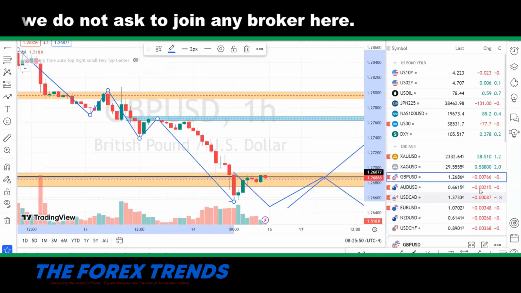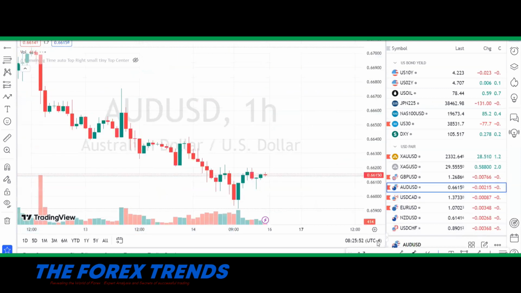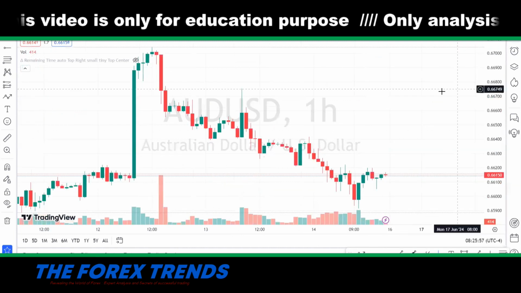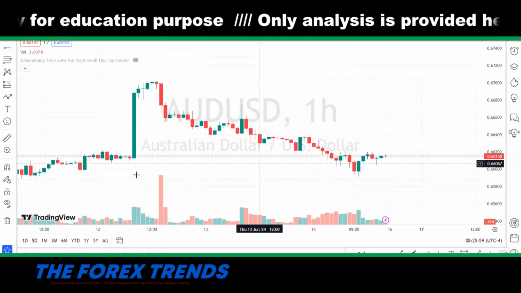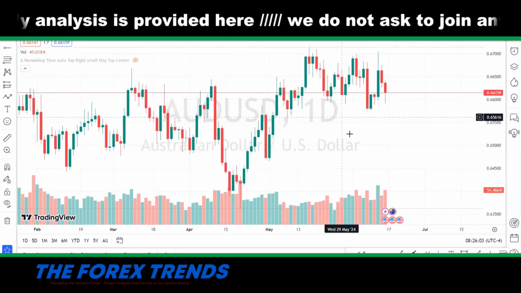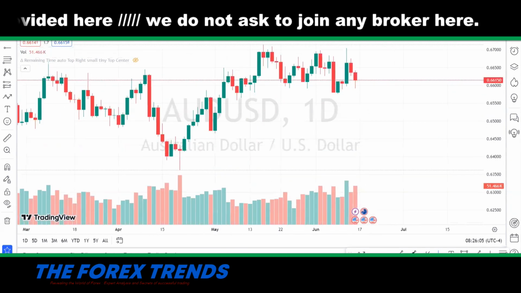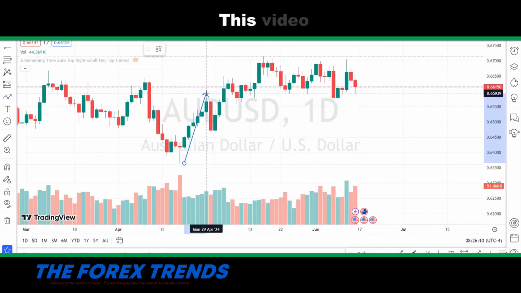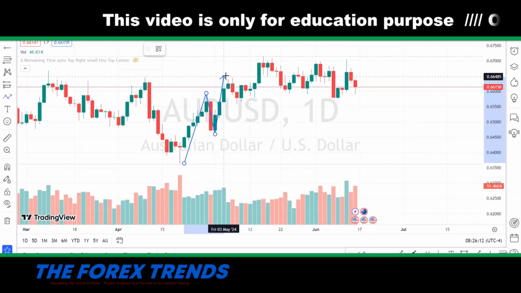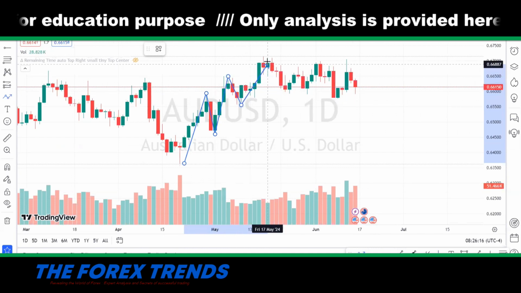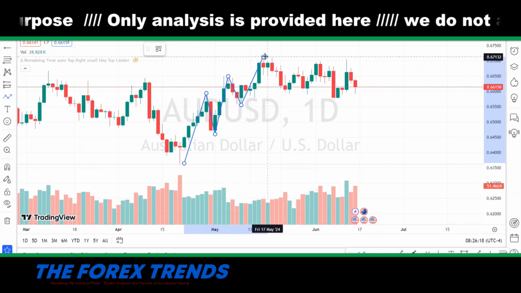Let's move to another pair. This is AUDUSD. Let's have a look at AUDUSD. What opportunities are there? Start with the day frame. In the day frame, if I mark the structure, similarly, higher high. I hope you can understand the marking of structure easily.